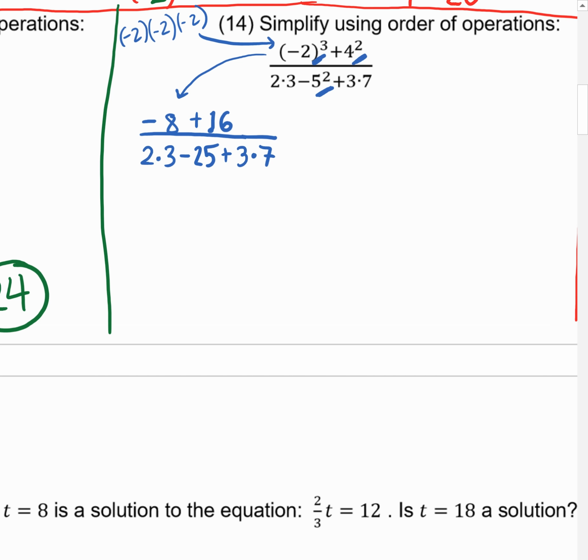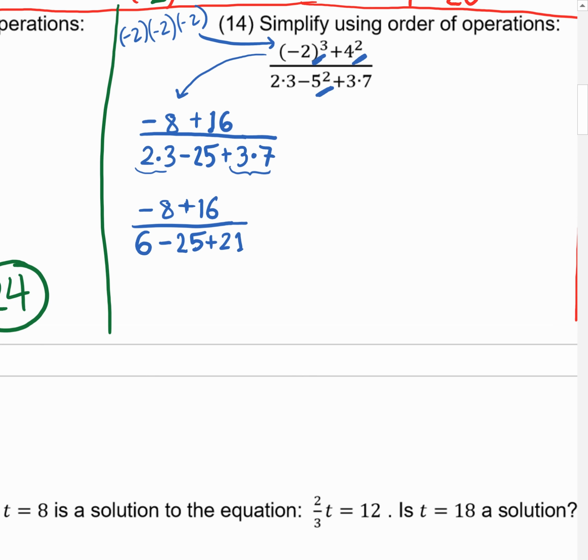Alright, now that we've done all we can as far as exponents go, the next thing to do is do any multiplication. In the numerator, there is no multiplication, so I'm going to just leave it the same and figure out what's going on here later. In the denominator, there's 2 times 3. I can do that. That's 6. And then minus 25 plus, here's another set of multiplication. 3 times 7 is 21.